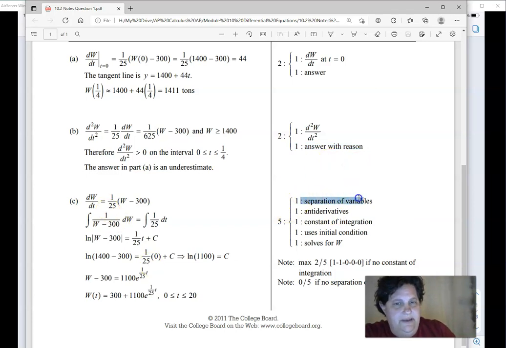1 point for separating the variables. So just for doing that, you get a point. Beautiful, right? We can all separate variables. That's cool. 1 point for the antiderivative. So 1 point for integrating that.